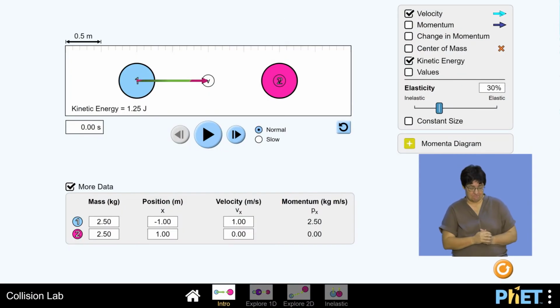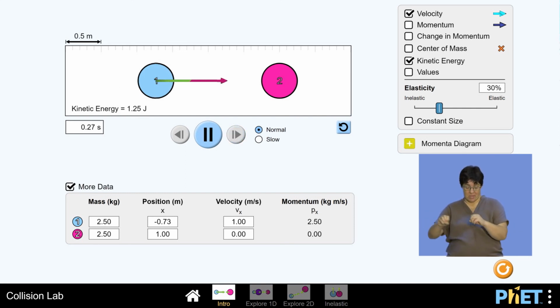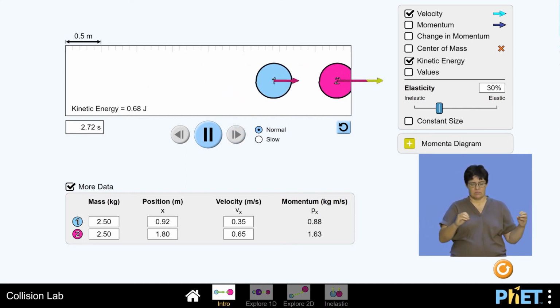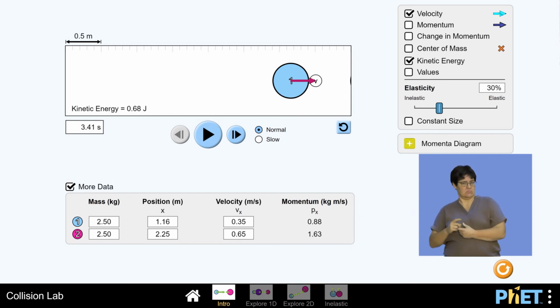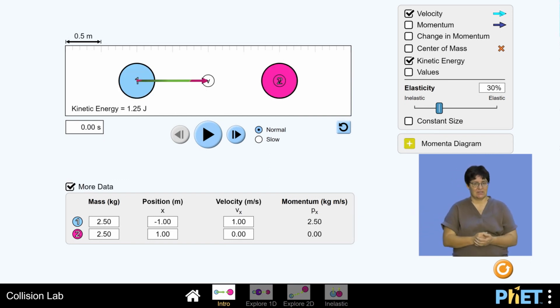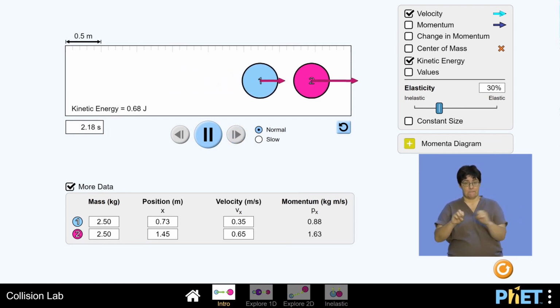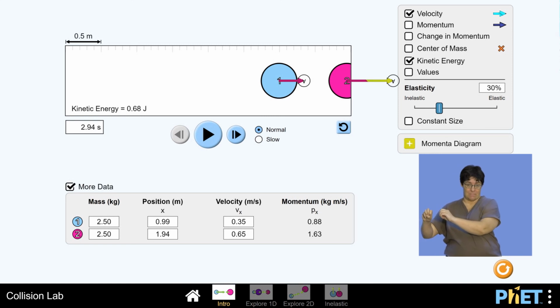I have my two objects. One's stationary, one's moving. Remember, when this was elastic, number 1 stopped and number 2 kept going. So let's see what happens if I put them together now. Oh, now that's more realistic. Watch again. We've made it an inelastic collision. Number 1 keeps moving now. When it was elastic, number 1 stopped. Now it keeps moving, which is more likely to happen.